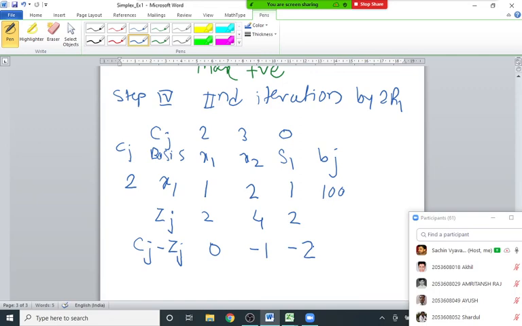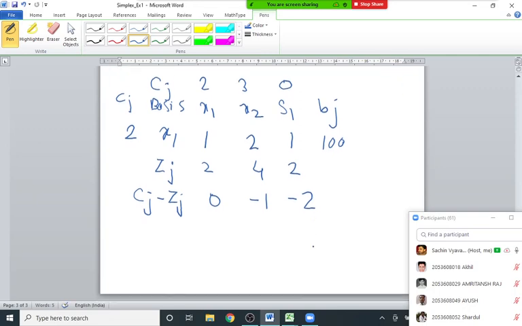The best part that happened here is that all Cj minus Zj's are less than or equal to 0. So stop iterations. As we stop the iterations, we get the final answer here, the best solution is available here. And what is the best solution?